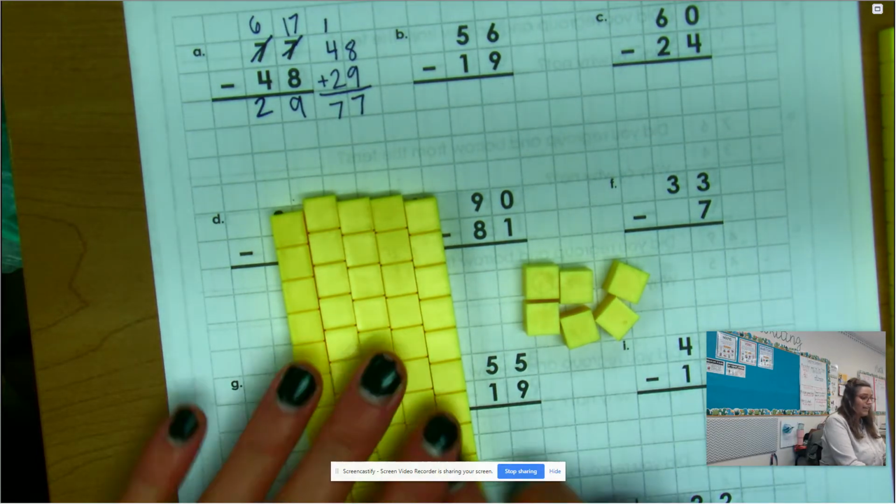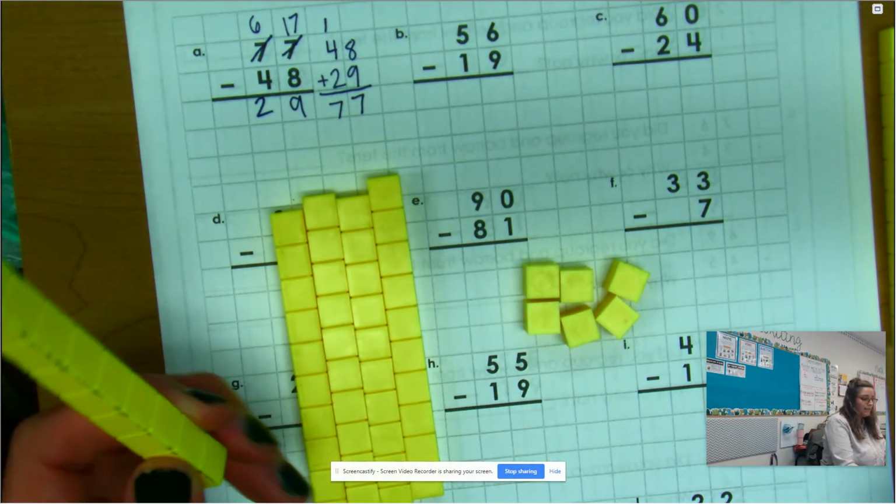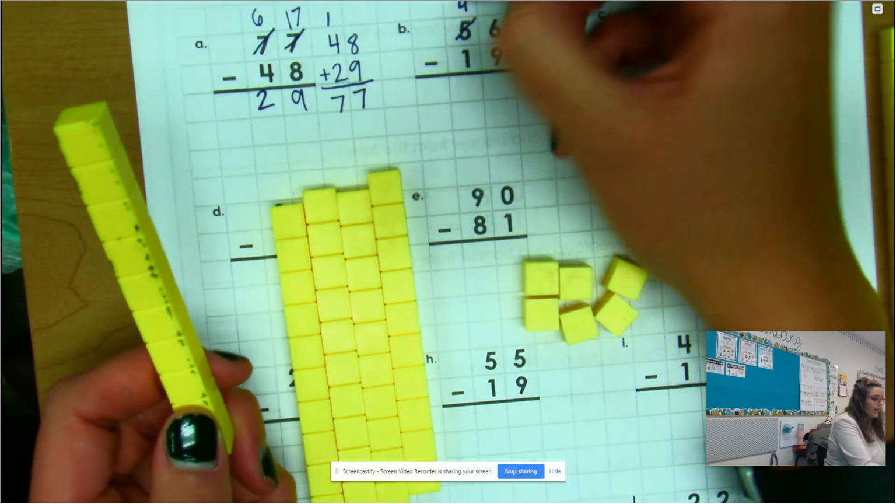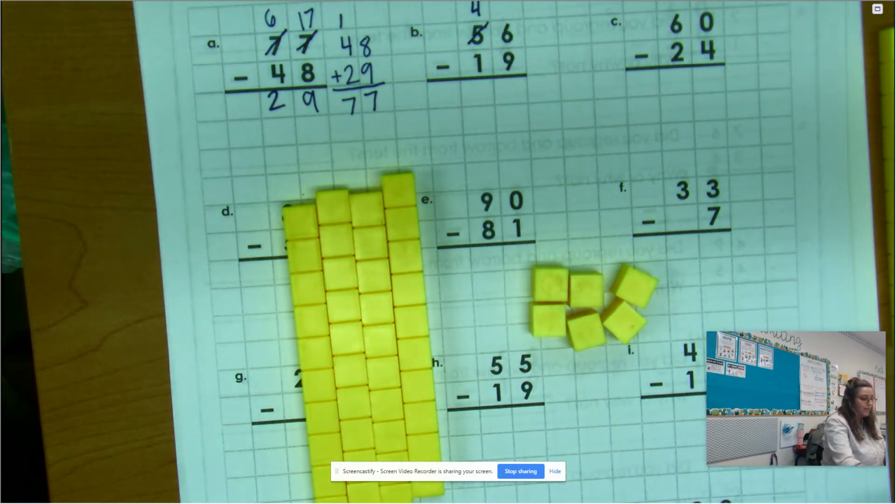So I'm going to have to take a 10 away from the 5 10s. How many 10s are going to be left if I do that? 4. And I'm going to trade it in for 10 ones.